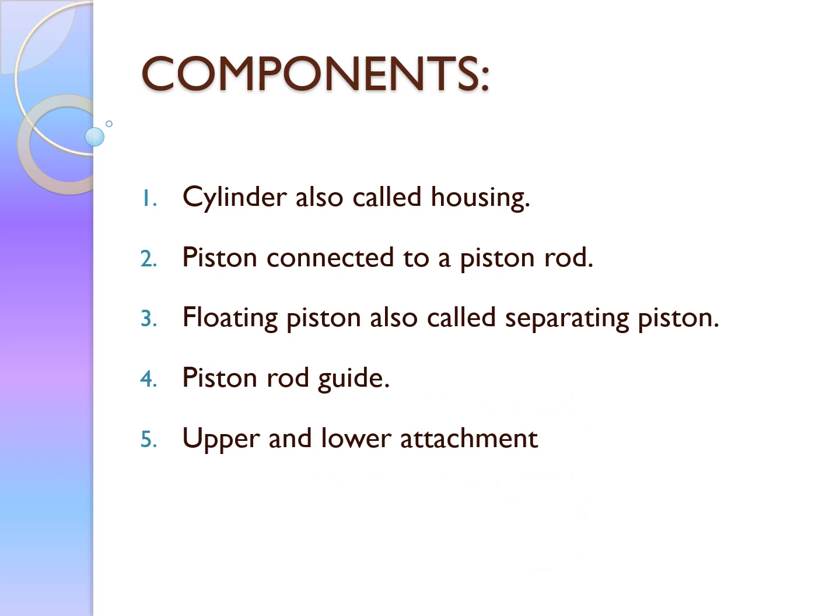These are the main components of monotube shock absorbers: pressure cylinder, also called housing, a piston connected to a piston rod, a floating piston, also called a separating piston, a piston rod guide, and upper and lower attachments.